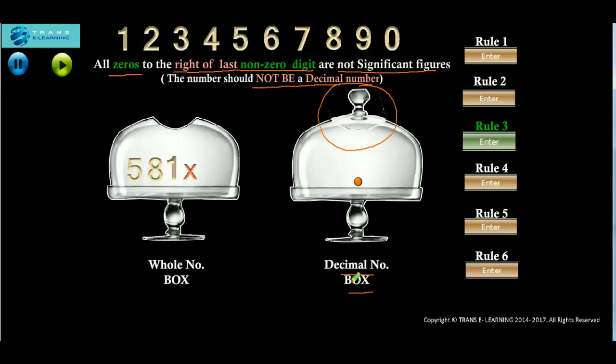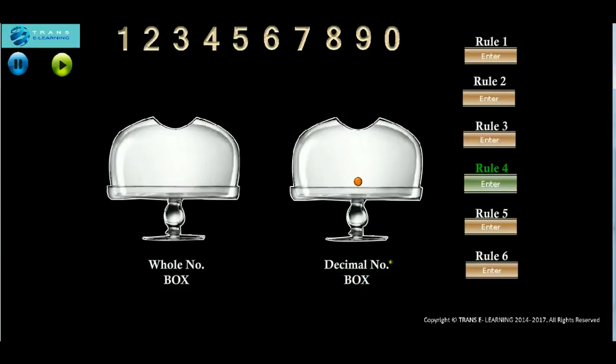Rule number 4. As you can see, this decimal box is open again. So that means this rule 4 is applicable to both the whole number as well as the decimal number. Let's see what rule 4 has to say.